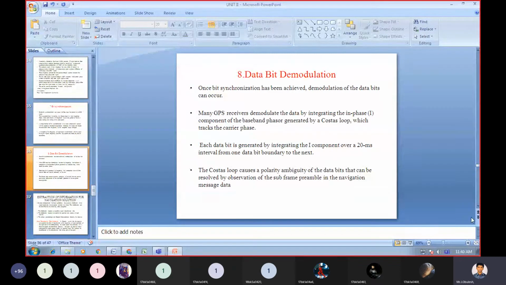The Costas loop causes a polarity ambiguity of the data bits, which can be resolved by observation of the subframe preamble in the navigation message data.